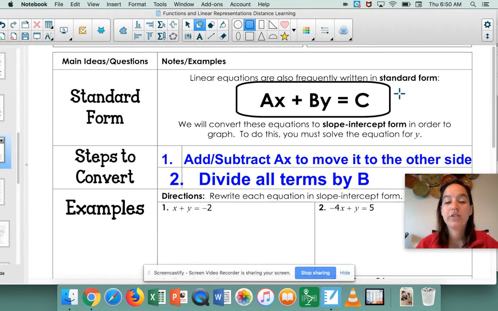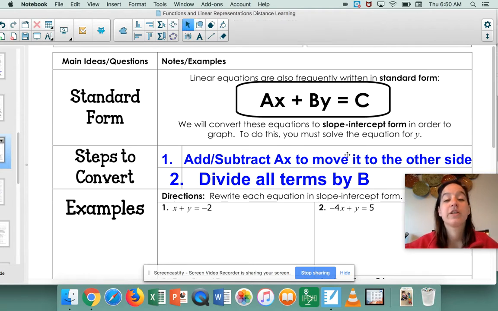So we're going to manipulate this form and turn it into slope-intercept form. Because this form is very good for finding my x-intercept and my y-intercept, which I'll go over a little bit later. However, if my x-intercept and my y-intercept are close together, I'm not able to graph a line from that. So I have to make sure that I can graph a line. So that's why I'm changing it to slope-intercept form. So that's what we're doing today.